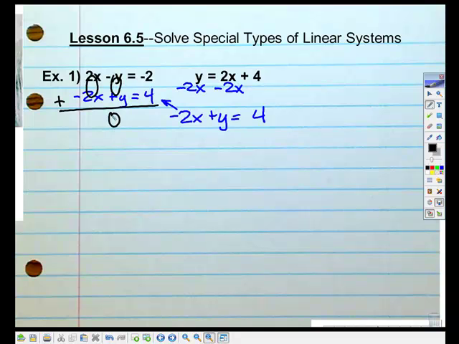Both variables have disappeared. I'm going to bring my equal sign down, and my negative 2 combined with my 4 is going to give me a positive 2. And this right here presents a problem. Can 0 equal 2? No, that's impossible. So since that's impossible, we're going to call this an inconsistent system.